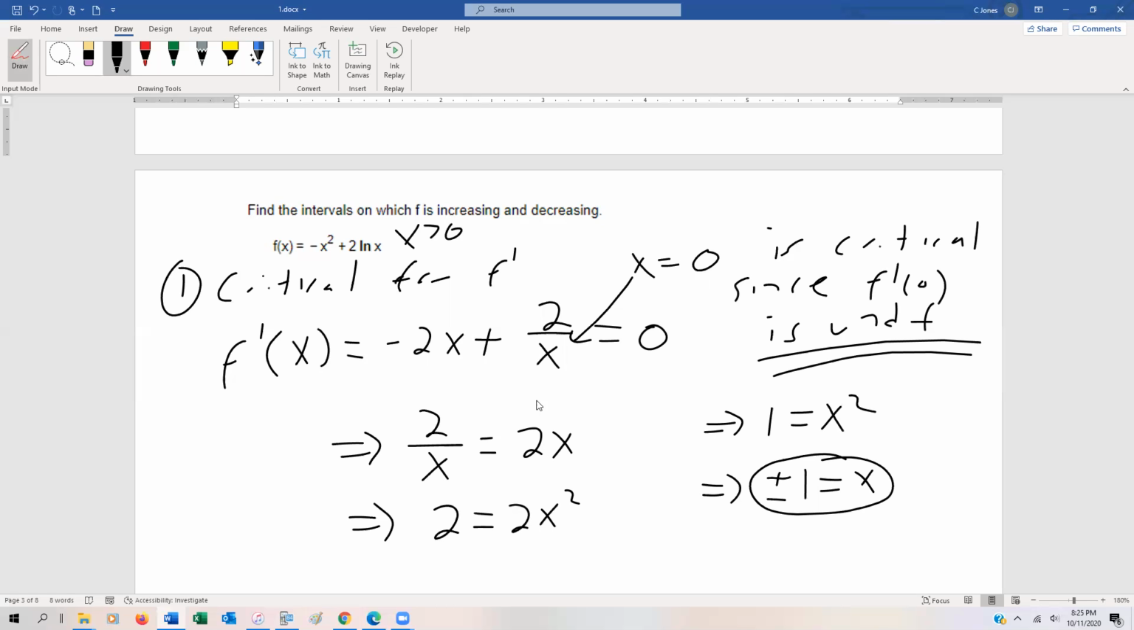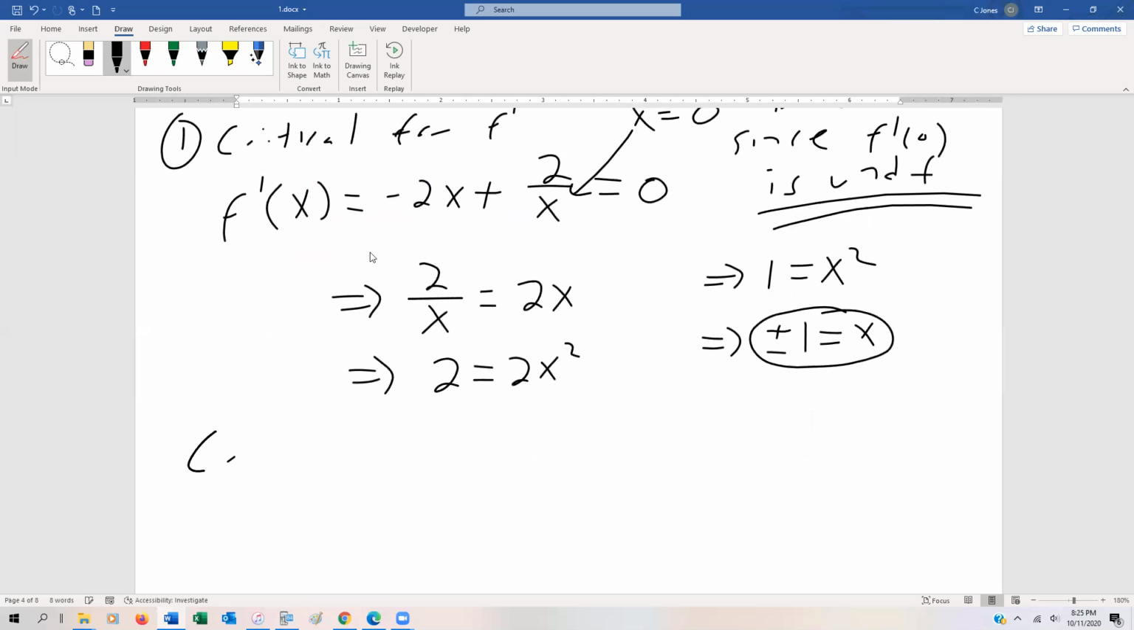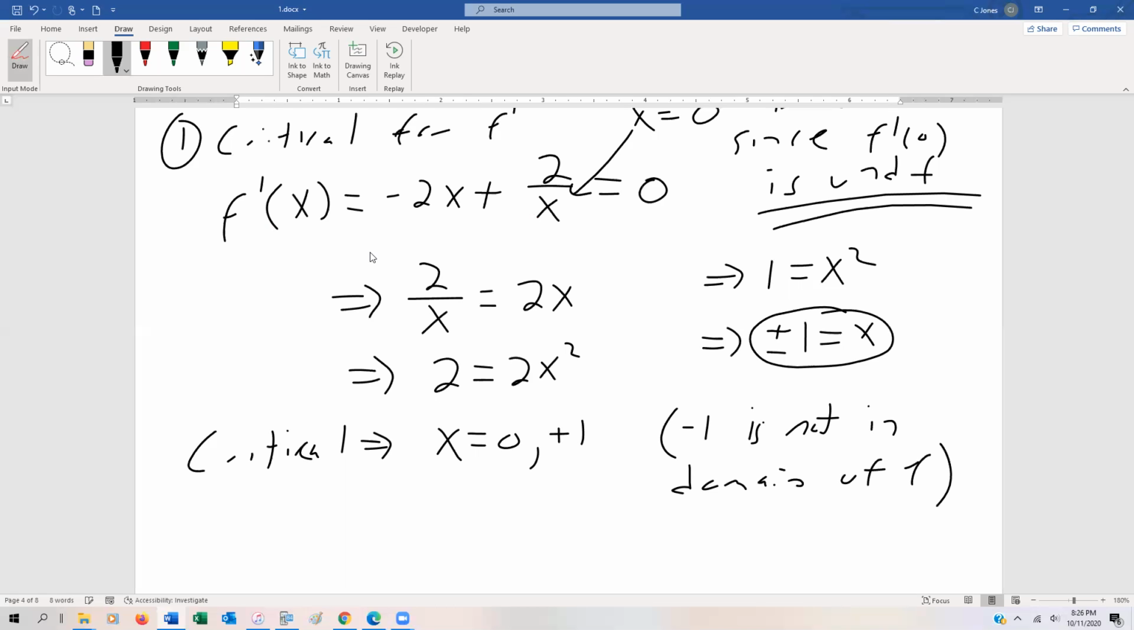And so that's going to help us because when we go to construct our sign chart, we do not need to worry about x equals -1, since x equals -1 is not in the original domain. Okay, so what are the critical values really? Well, the critical values really are going to be x equals 0 and 1. And again, -1 is not in the domain of f. So we have to be careful with that.